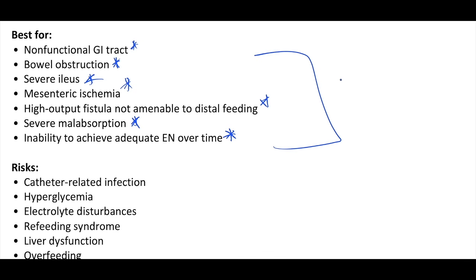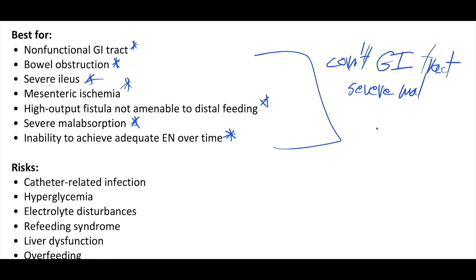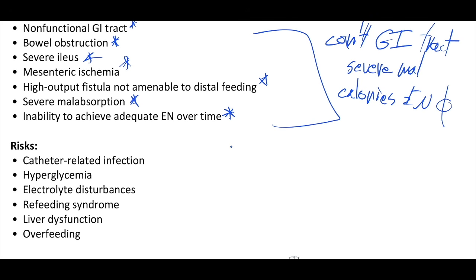So all these things are primarily situations where you can't use the GI tract, so you can't give enteral nutrition safely, with this kind of subsequent point of severe malabsorption, aka the GI tract can't absorb nutrients, or inability to achieve appropriate calories with enteral nutrition, right? All those would be a reason to consider parenteral nutrition. There are some risks here though, right?